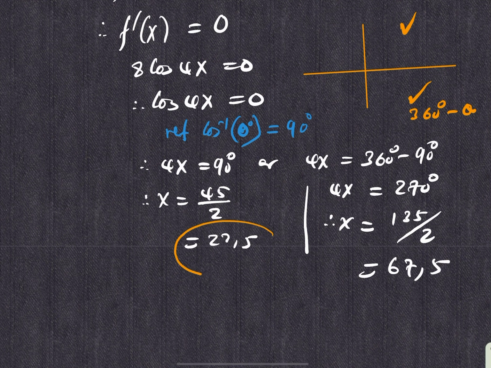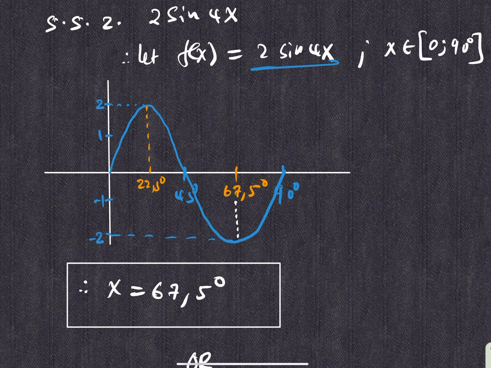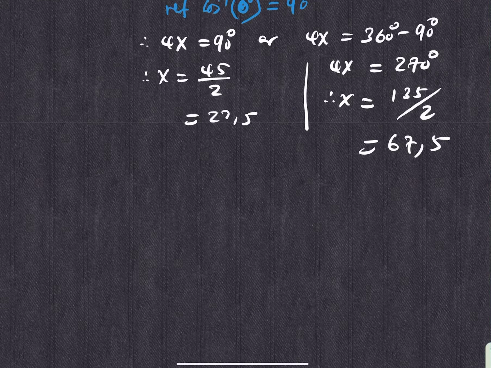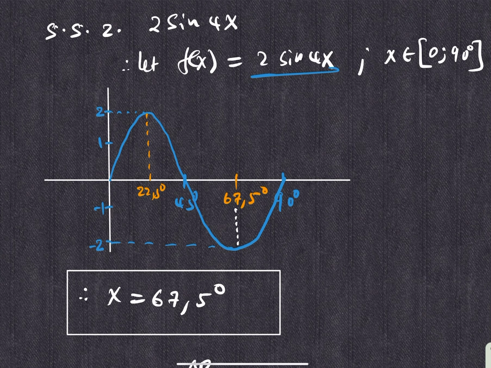So this is where the graph is going to have the maximum and the minimum. It means the maximum is at x equal to 22,5. The minimum is this one. The maximum is the point which we have discovered, and then the minimum is this one, because this graph has a minimum value at -2. So the correct x value here, you'll say therefore x is equal to 67,5 if you want to use the last method, but I prefer that you use the first method.